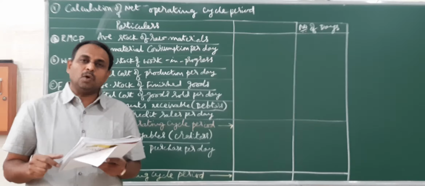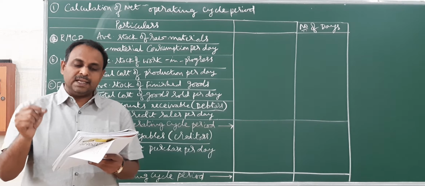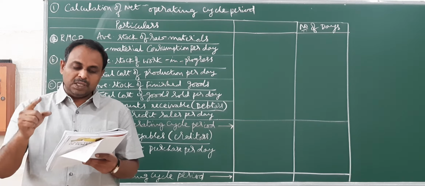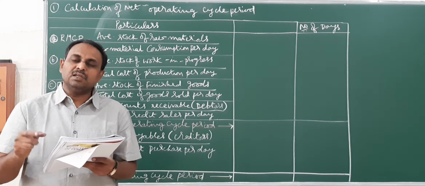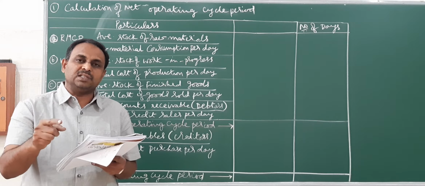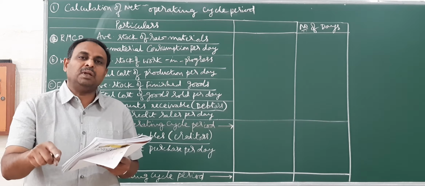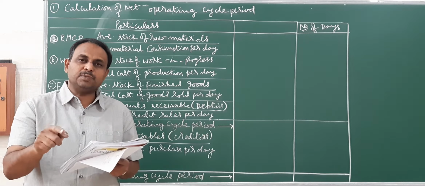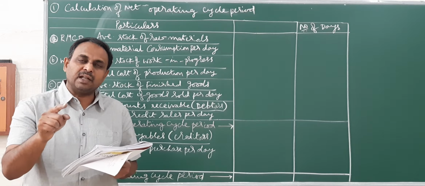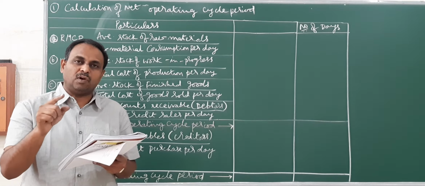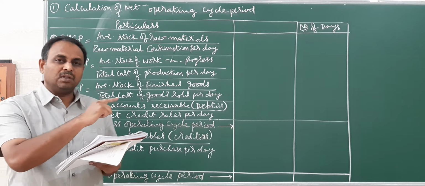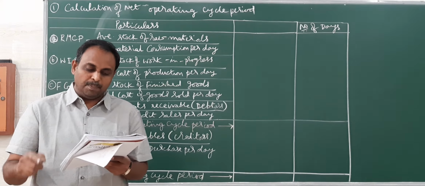In the first problem you are going to find particulars and days. There are two pieces of information. One is the period covered: in a year, 365 days. In some problems you may have it as 360, or it is also possible as 350, but if nothing is specified, you have to take it as 365. So let us take 365 days for all the calculations of the various conversion periods.